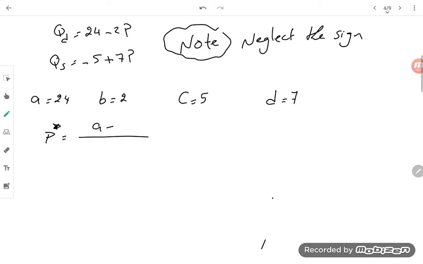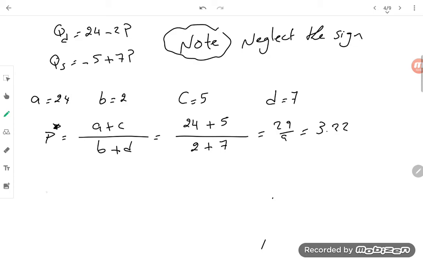Now we are going to substitute in P, which is A plus C divided by B plus D. It will be 24 plus 5 divided by 2 plus 7. So it will be 29 divided by 9. It's almost 3.22.